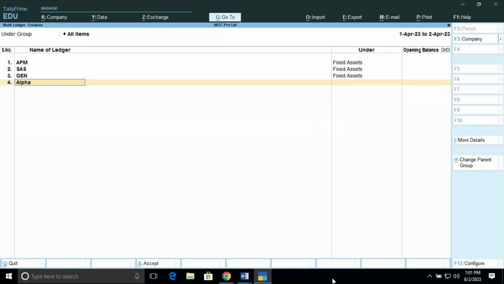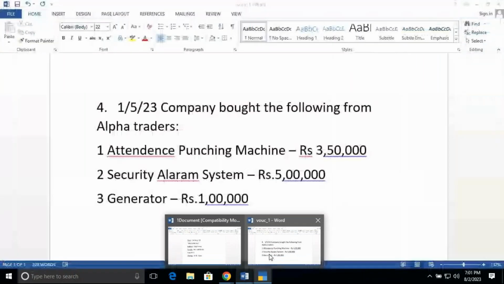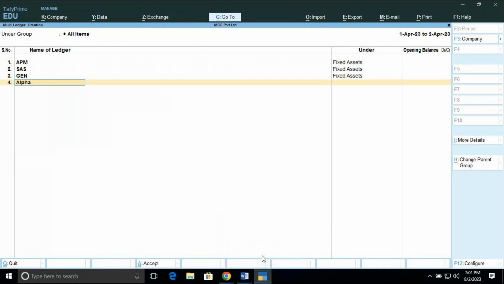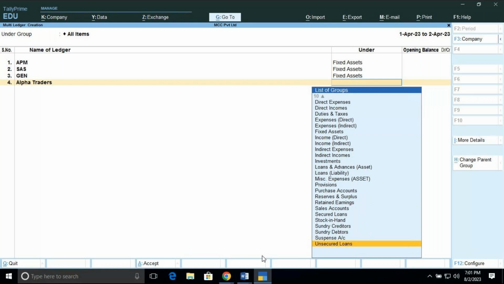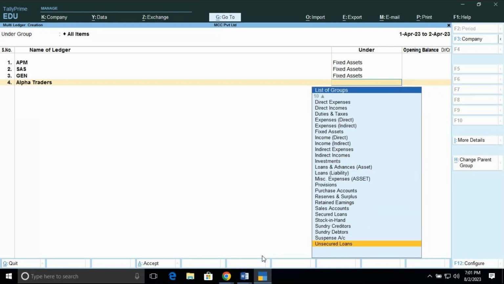Alpha Traders. You create that. Alpha Traders. So which is the group? You scroll once. Current liability.